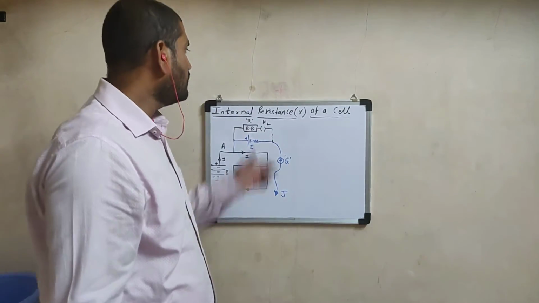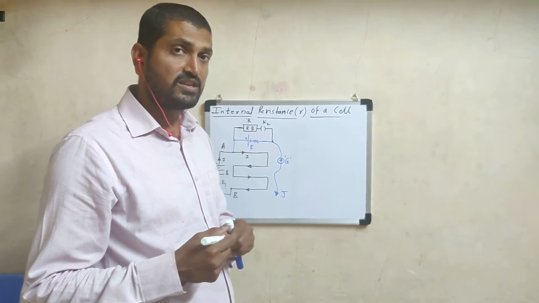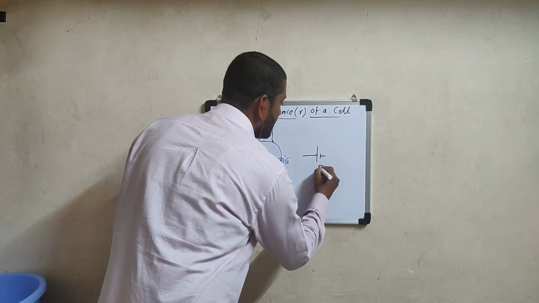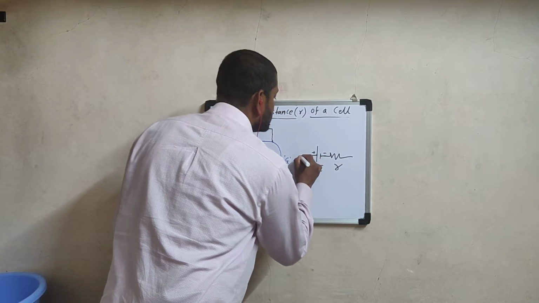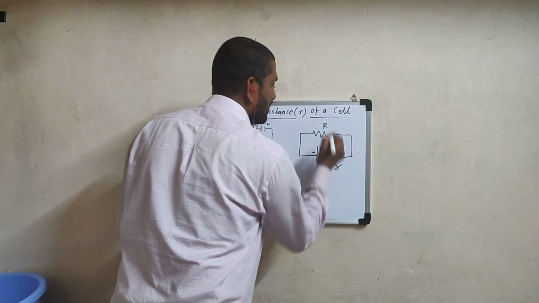And now the remaining second application of the potentiometer is to determine the internal resistance of a given cell. We know that internal resistance is generally denoted with the letter small r. We already studied this in 11th standard. Suppose we consider a cell of EMF E, with internal resistance small r, connected across an external circuit of resistance capital R.